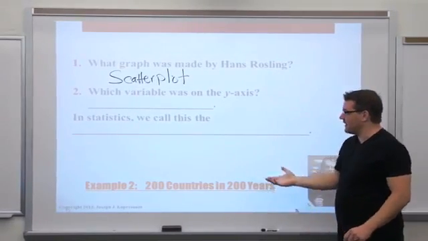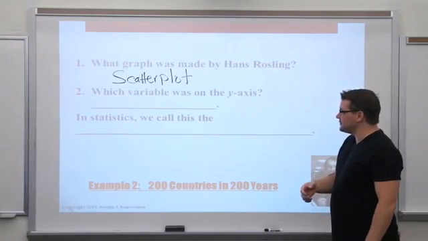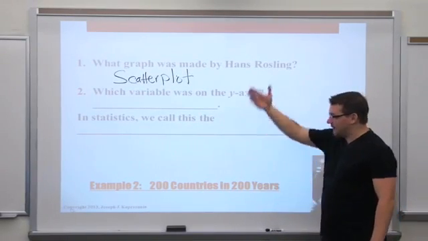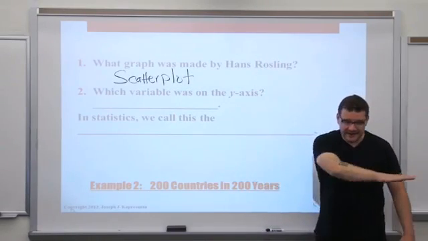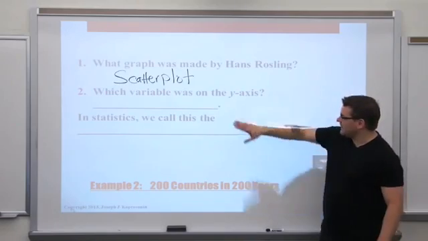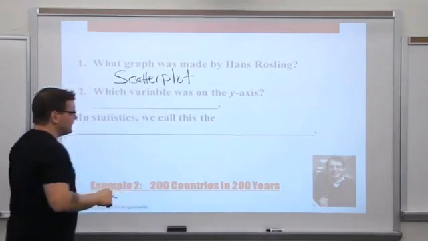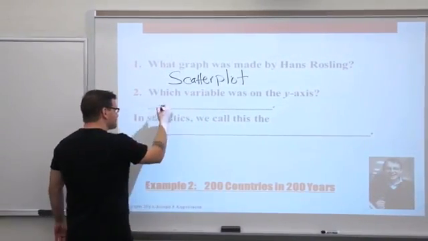And so in the video, Hans Rosling was looking at the relationship between two variables. Okay? And let's remember what those variables were. On the y-axis, that's the vertical axis, goes this way. On the x-axis, it's the horizontal axis. Which variable was on the y-axis? If we think to that video, right? It was lifespan.